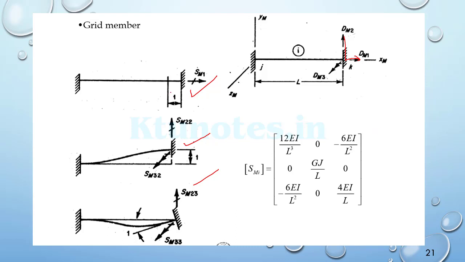So first one is applying unit displacement along the x direction. Second is applying unit deformation upwards. Third one is applying unit rotation, and write the corresponding stiffness matrix elements.